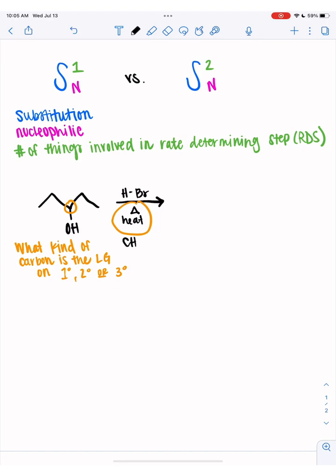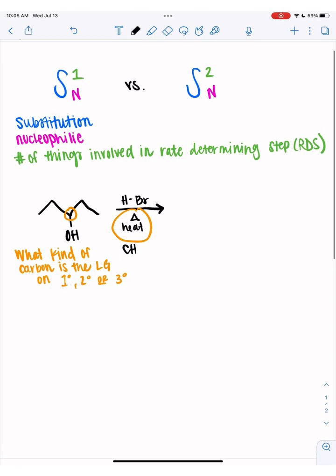And this is a protic solution, meaning it can support a charged molecule in solution because it can hydrogen bond. That OH group makes it possible to hydrogen bond due to the difference in electronegativity between the O and the H. So if it's a protic solution, that means it can support a charge. And if it can support a charge, a carbocation will form.